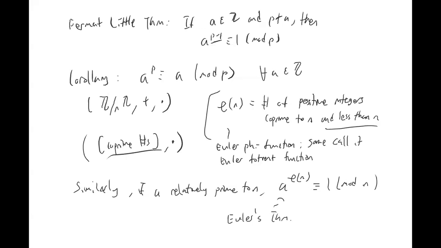So it's more general, right? This theorem includes the earlier one, because phi of p is p minus 1. What are the positive integers coprime to p and less than p? Well, 1 to p minus 1, right? So yeah.